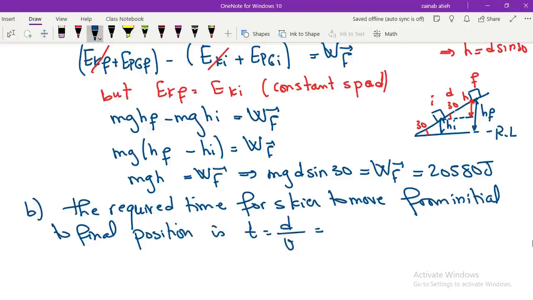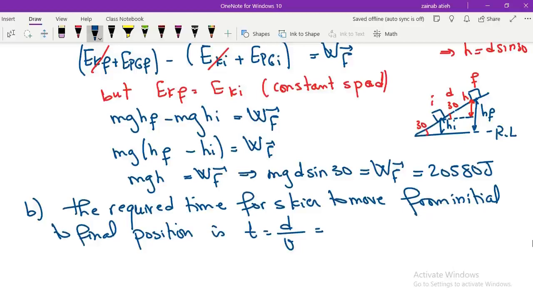This formula I can only use when the object is moving at constant speed. If the object is not moving at constant speed, I have to use the formulas of uniformly varied rectilinear motion, the three formulas that we always use. When the motion is uniform, I can use the rule distance equals V times T. This relation is true only when the object is moving at constant speed. Here he is moving with constant speed, so T equals D over V.